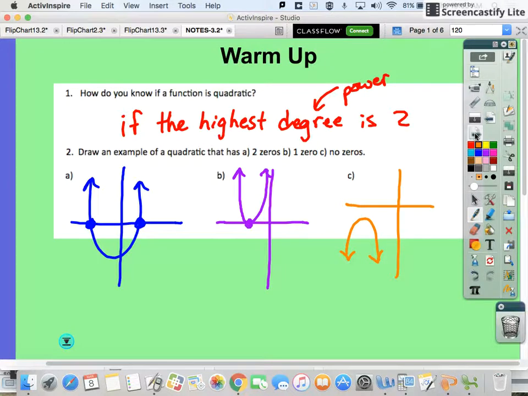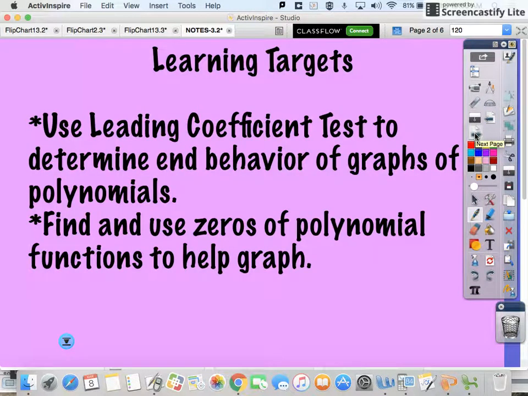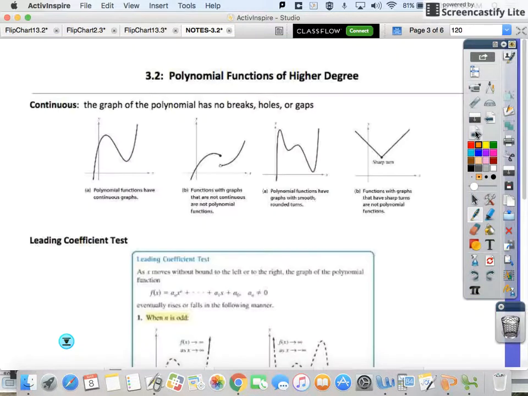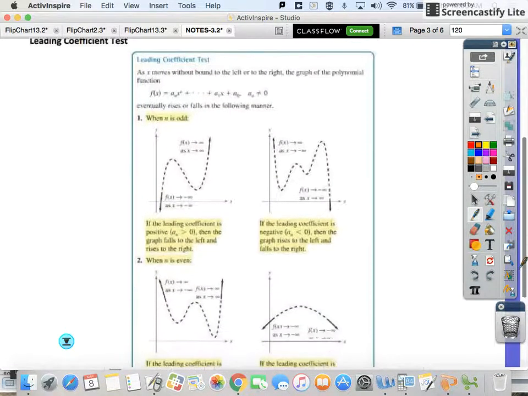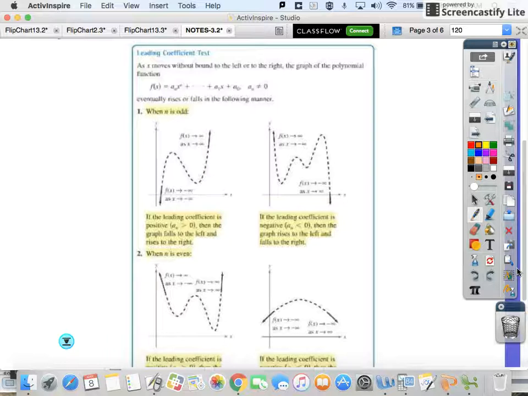All right, so what we're going to look at today is the leading coefficient test to determine end behavior of a graph, meaning like if it goes up or down, and then find and use zeros of polynomial functions to help us graph. So first thing we want to look at is these definitions. You can read through these more carefully if you would like, but basically it says a couple of things here.